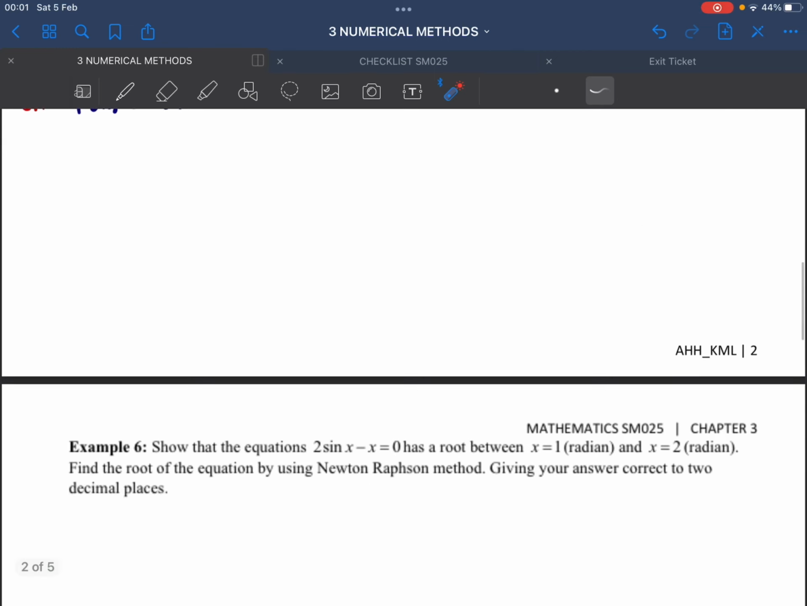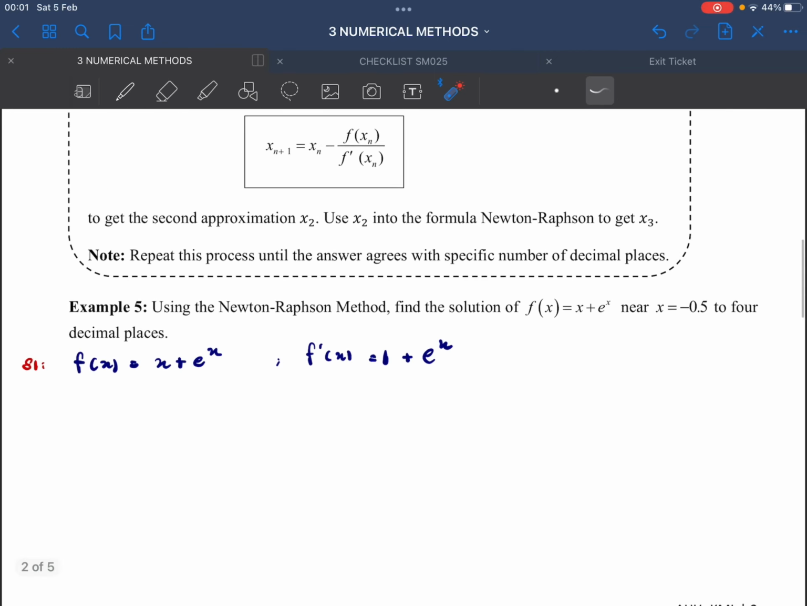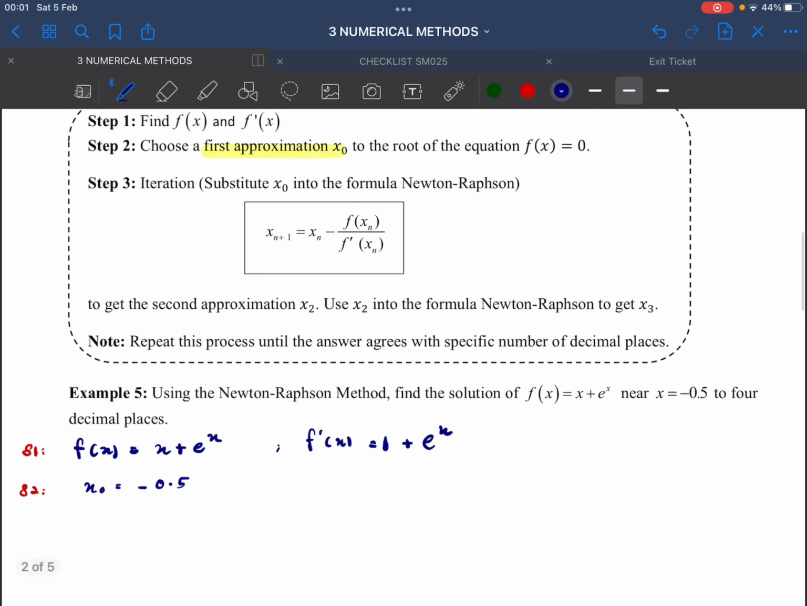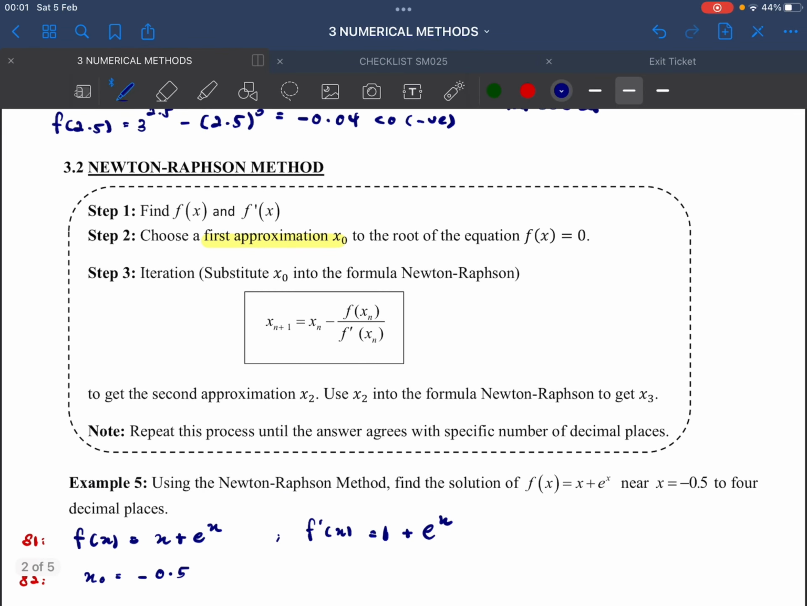If the question gives it to us, then it's easier for us. So this is your x naught. So write this as our x naught. So for step 2, make sure you have your x naught. So we have x naught equals negative 0.5. Make sure you write everything. So the third step, this is the iteration.